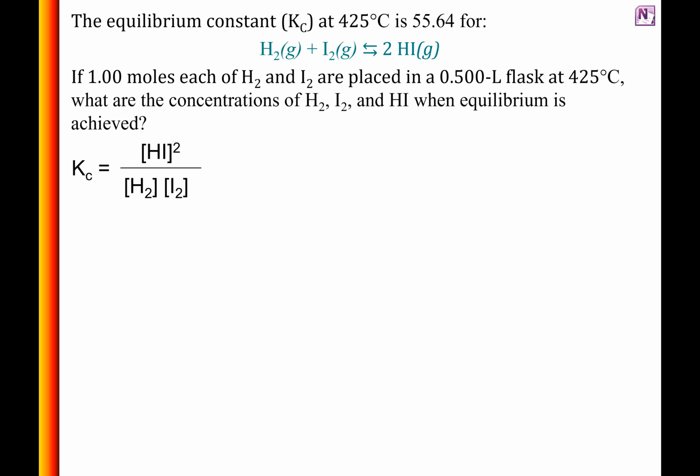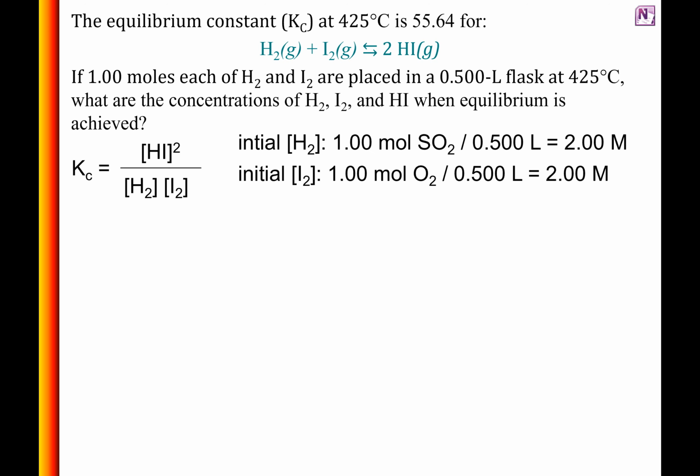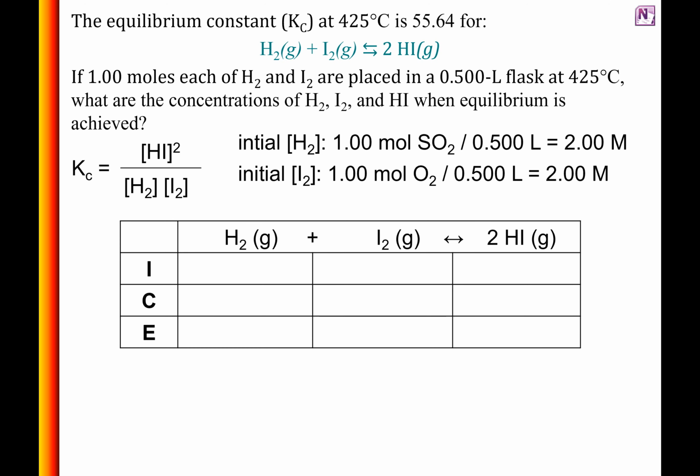Okay, so let's take a look at this one. First, again, we're given a Kc value, and we can set up our Kc expression for our equation. We know it's our products over reactants. So here we have the concentration of HI squared over the concentration of H2 and the concentration of I2. They gave us the number of moles, and they told us it was in a 0.5 liter container, so we can convert that to molarity by dividing the number of moles by the volume. Next, we can set up an ICE table.